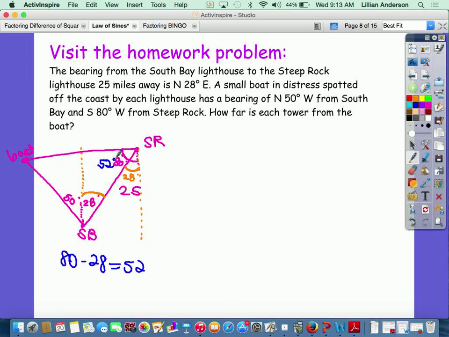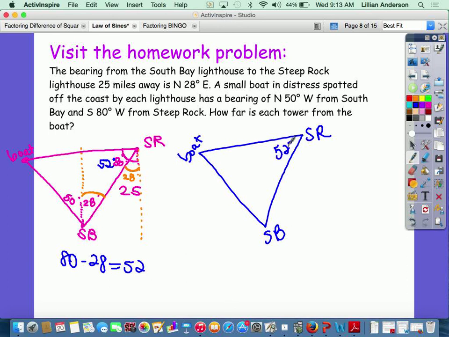Inside of our triangle, let me redraw this because it looks kind of messy. We have South Bay, Steep Rock, and our boat. At Steep Rock, this angle is 52 degrees, and at South Bay, this angle is 78 degrees. So what angle is at the boat? 50 degrees. We know from South Bay to Steep Rock is 25.